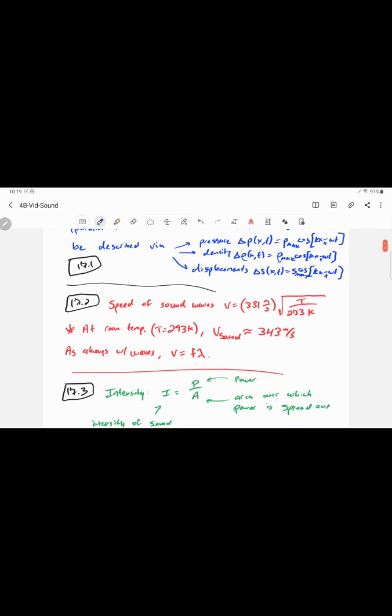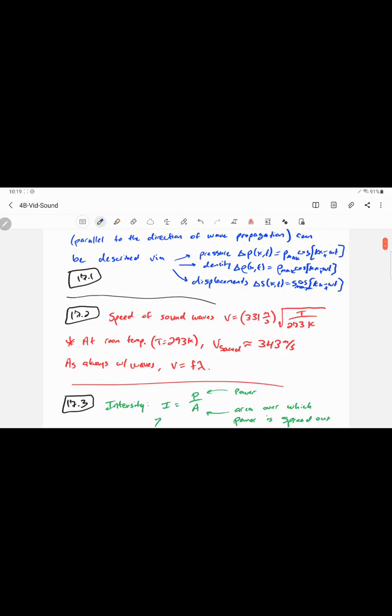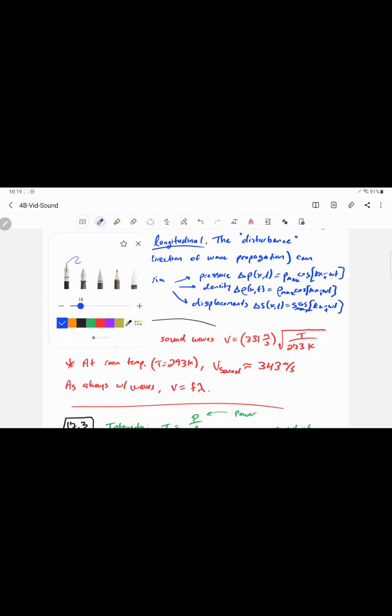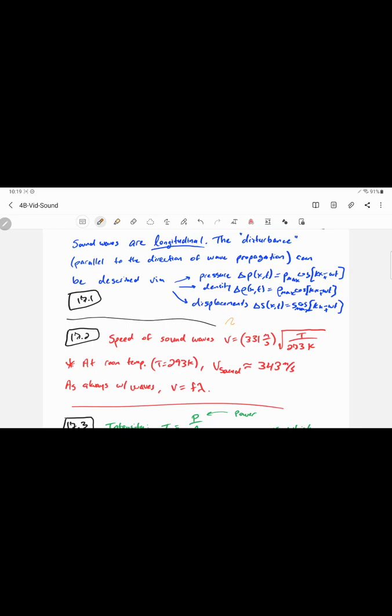Okay. The speed of sound waves: there's actually a formula similar to the waves on strings formula. If you remember, the formula for waves on strings looks like this, square root of tension over linear mass density of a string. For sound waves, we replace tension with something called the bulk modulus, which is kind of like a 3D tension.